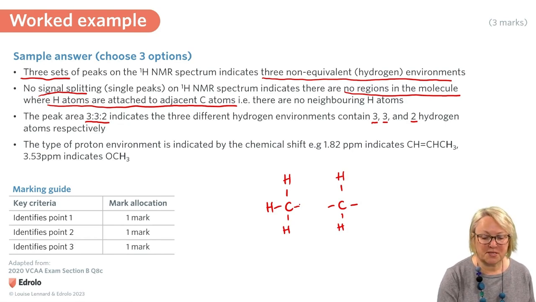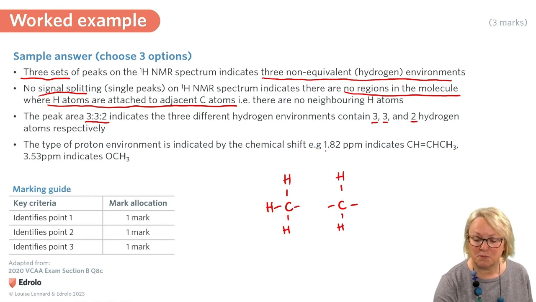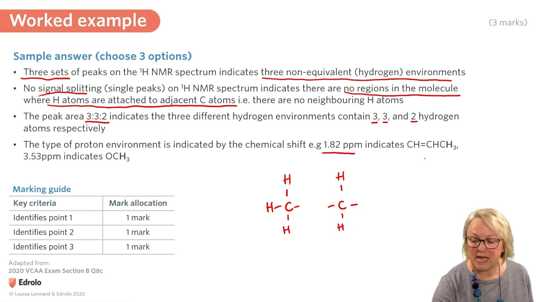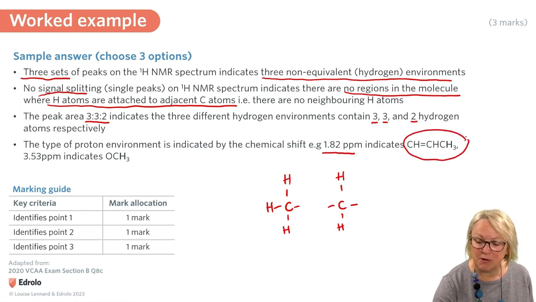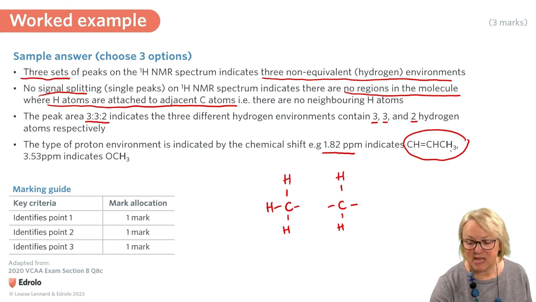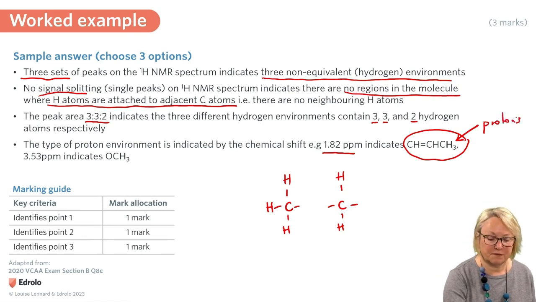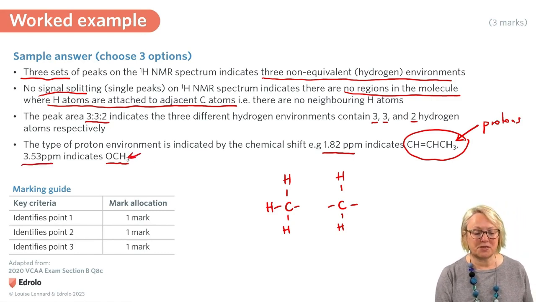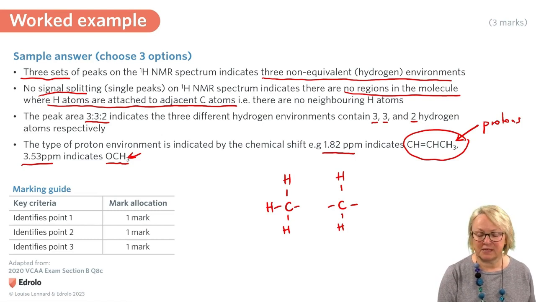The type of proton environments is indicated by the chemical shift. For example, using the data book, a chemical shift of 1.82 parts per million indicates a CH3 with a double bond to another carbon, so protons in this environment. Or we could have said that the hydrogens in an OCH3 had a chemical shift corresponding to 3.53 parts per million using the data book. So any 3 out of those 4 points gets the 3 marks.